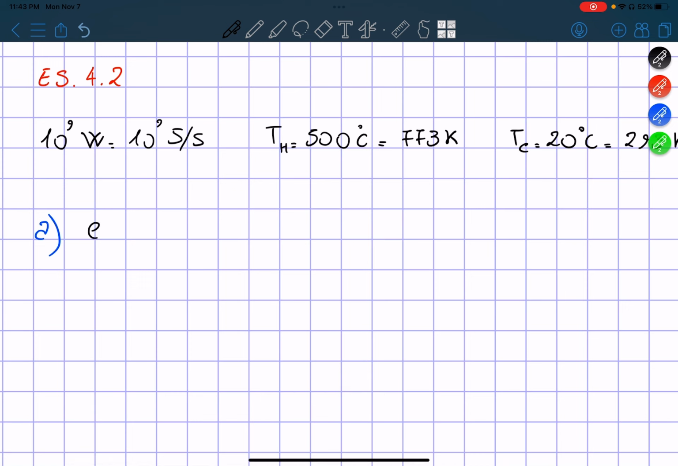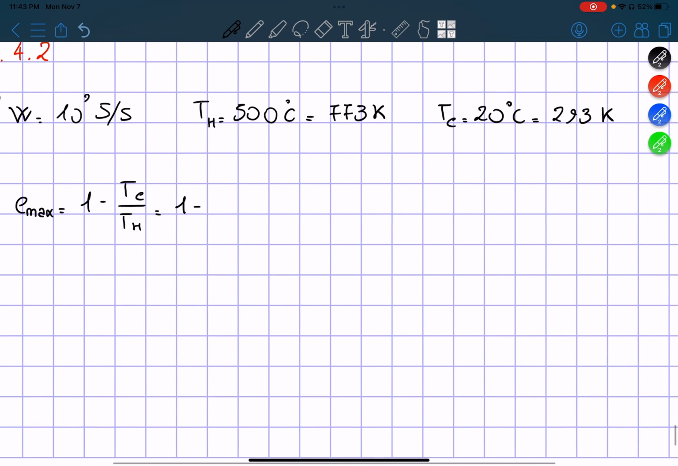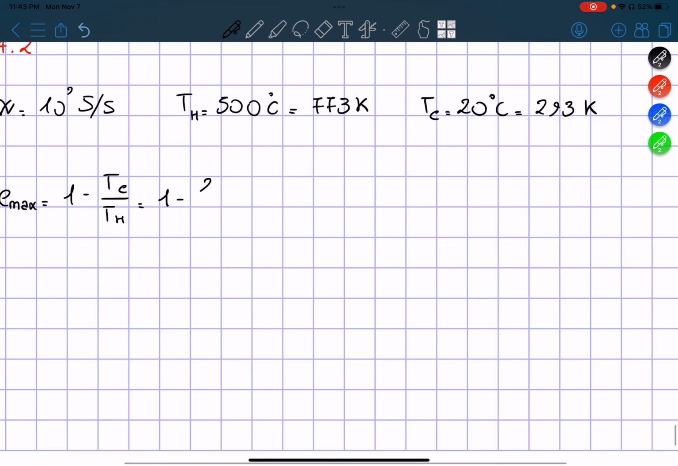So, for part A, what is the maximum efficiency? Well, the maximum efficiency is going to be equal to 1 minus T cold over T hot. Remember we have to use the Kelvin measurement. So we have 1 minus 293 divided by 773, and we get something approximately equal to 62.1%.